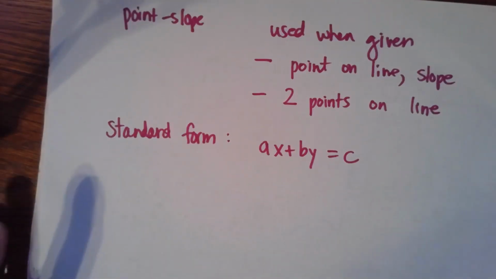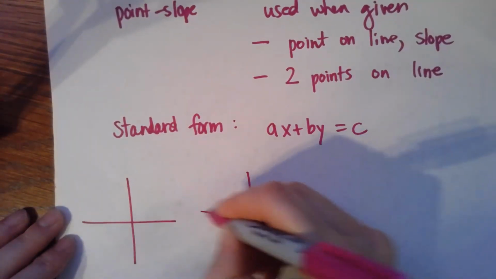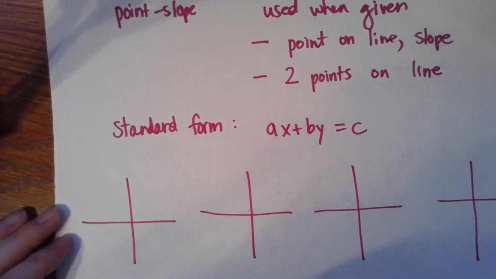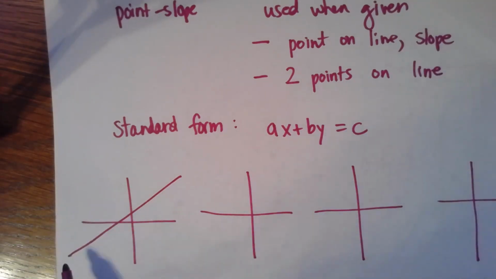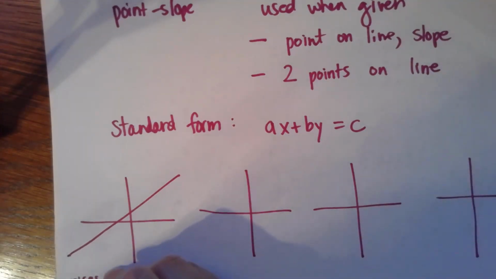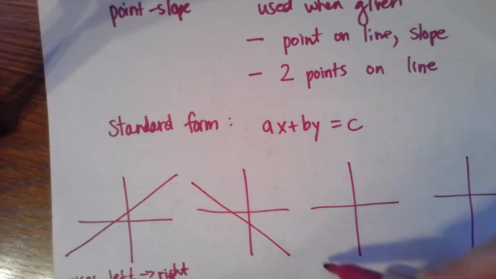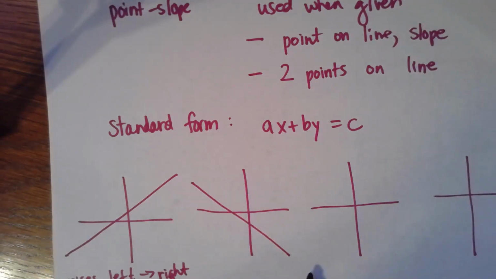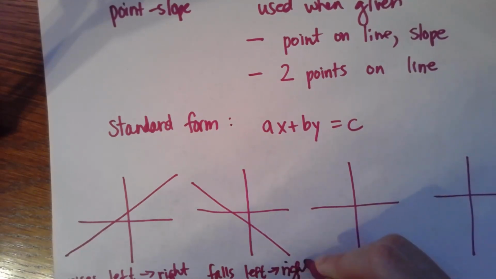Okay, the last thing we might want to review is a couple different ways that lines might look. Okay, so if we have a line that, if we look at it from left to right, is rising from left to right, that will have a positive slope. Okay, but if it falls from left to right, so as we're going from left to right, it's going down, that will have a negative slope.